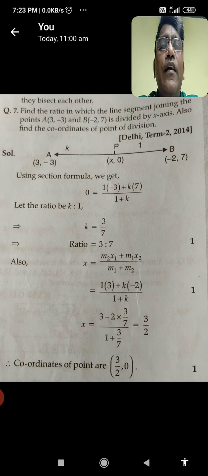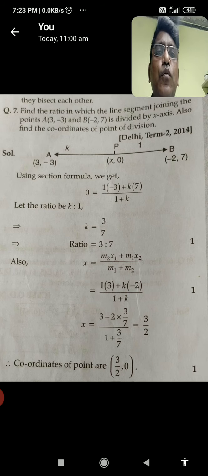This is given in the part 1 revision, introduction part formula. A point on the x-axis is (x, 0), and a point on the y-axis is (0, y). Divided by the x-axis means a point on the x-axis. So automatically P is (x, 0), A is (3, -3), B is (-2, 7). The figure is also given here. According to that we are using the section formula.